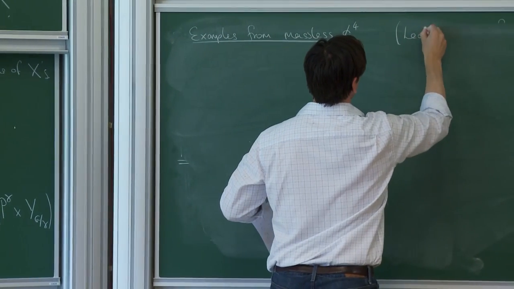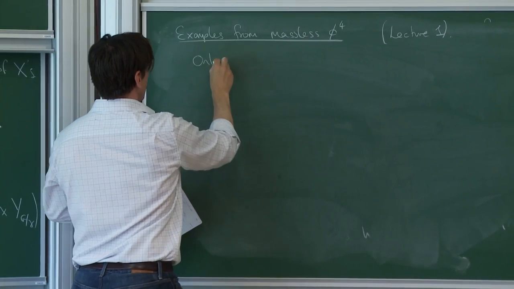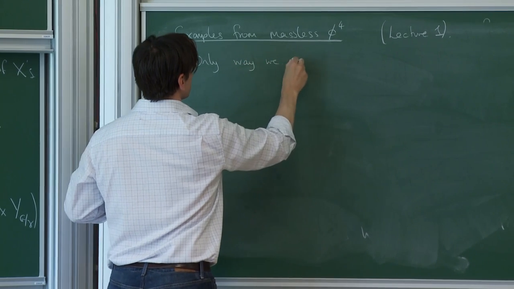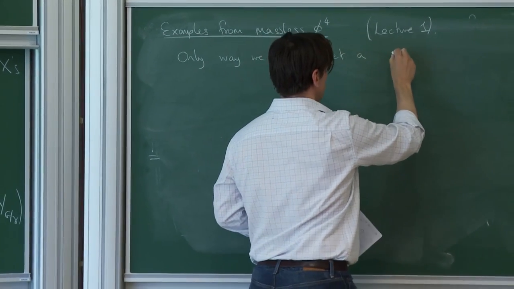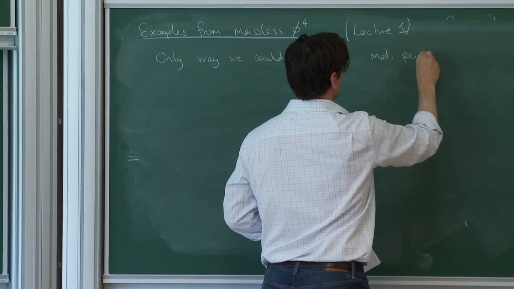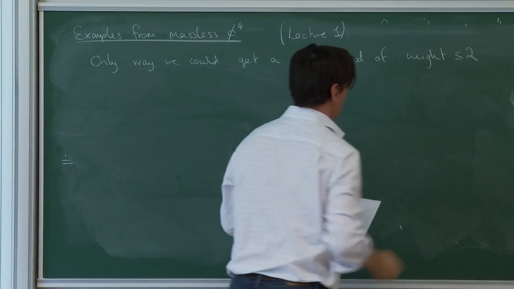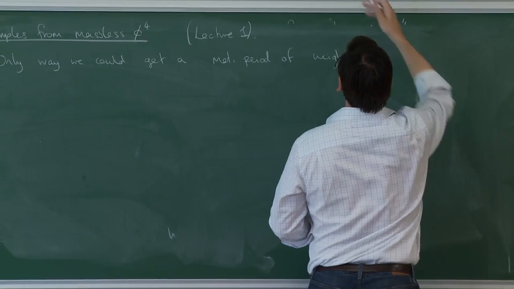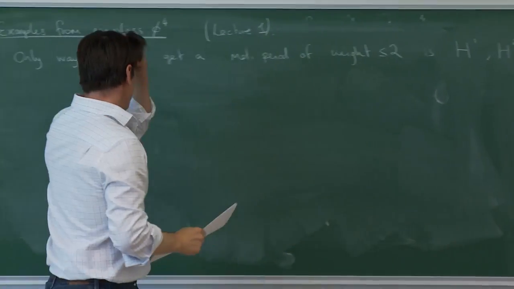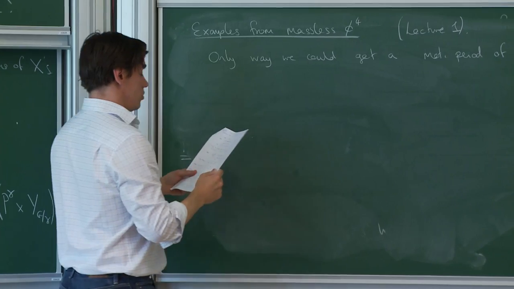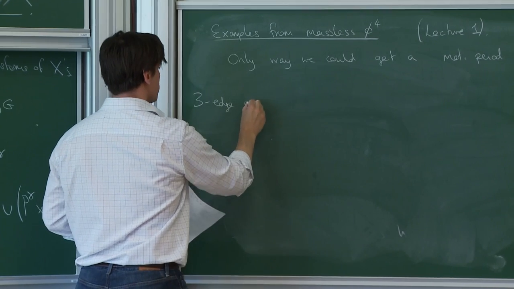So I did a lot of these in lecture one. So let's think about how we could get a period, a motivic period of weight up to 2, so something like a logarithm. By the theorem, it is from an H1 or an H2. So we only need to look at 2 or 3 edge graphs. So the most interesting case is the 3 edge graphs.